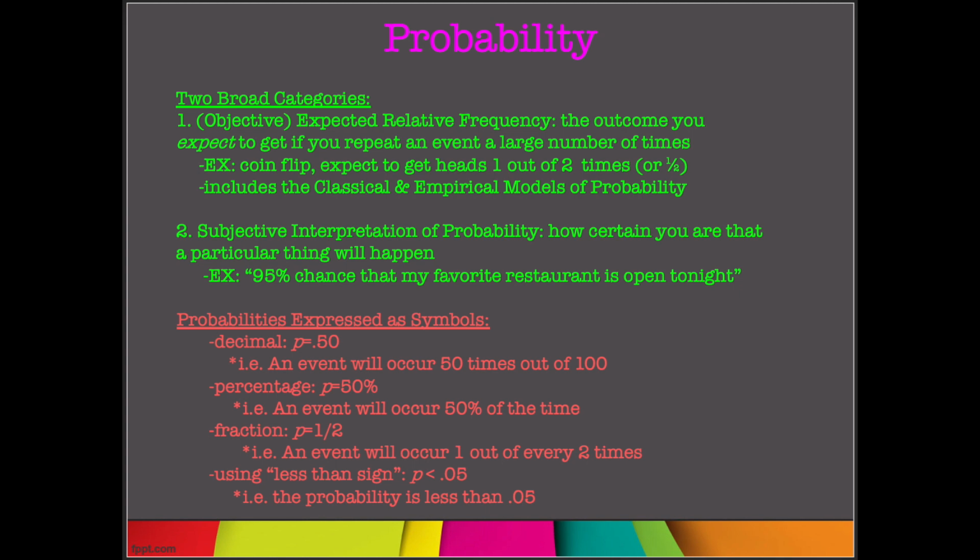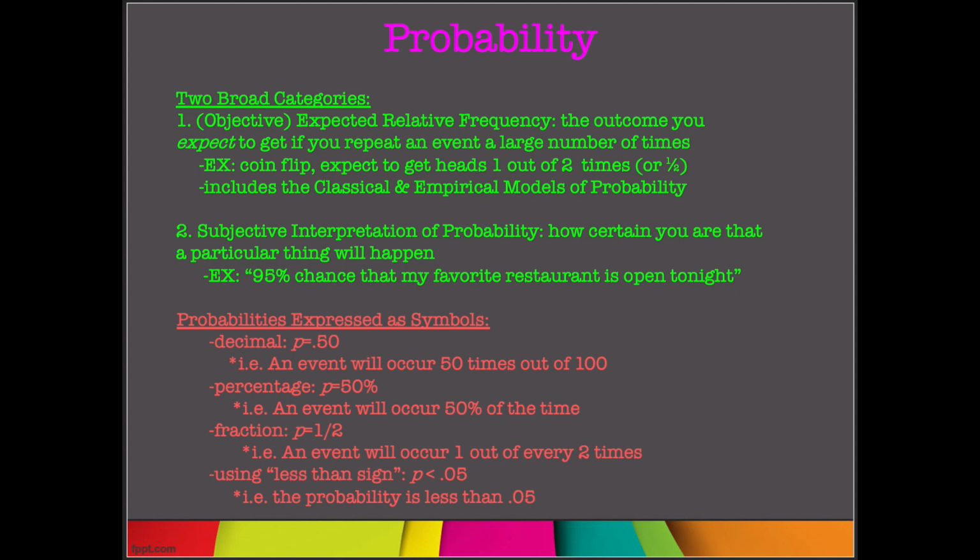And so you would write p equals 0.50, for example. And this you would say verbally as an event will occur 50 times out of 100. For percentage, you would just write the value and then the percentage symbol like we've been doing, and you could verbally read this as an event will occur 50% of the time. If you wanted to report probabilities as a fraction, you could just do that, p equals 1/2, for example, and you would verbally state that as an event that will occur 1 out of every 2 times.